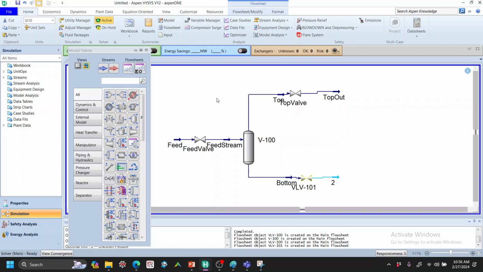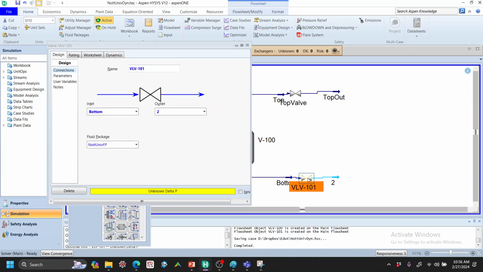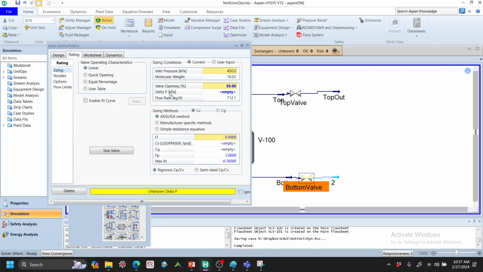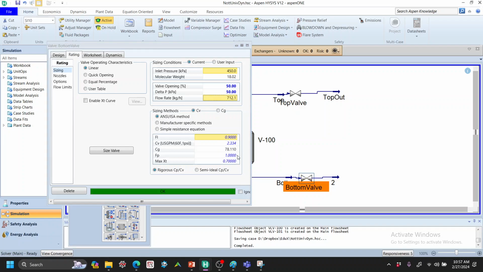You save it there, and then do the same in the bottom valve. This is a simplified way to design things very quickly. And then yeah, delta P of 50 kPa, and then you can see that CV of 2.